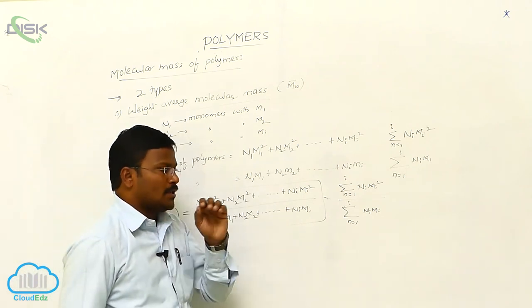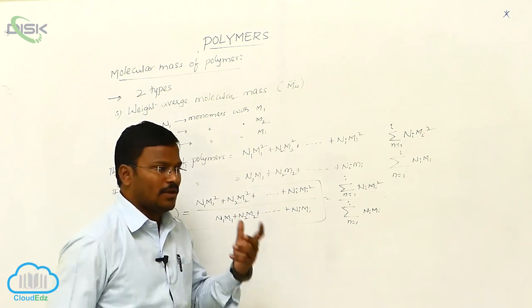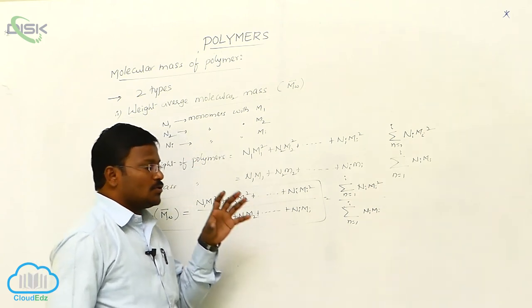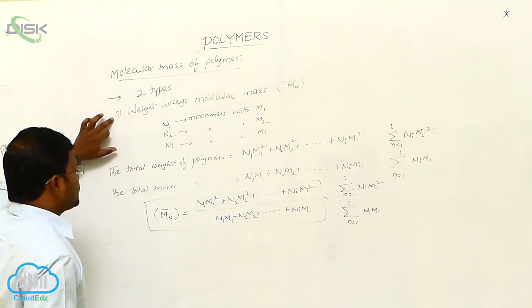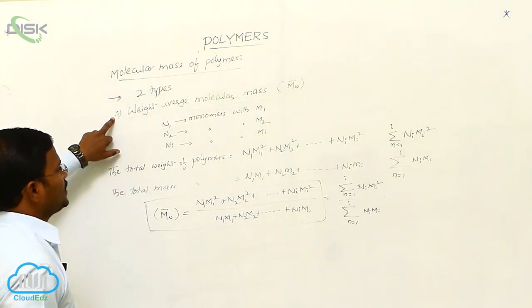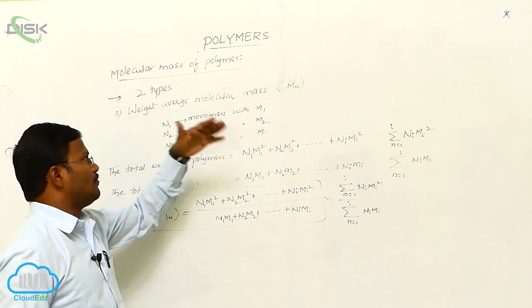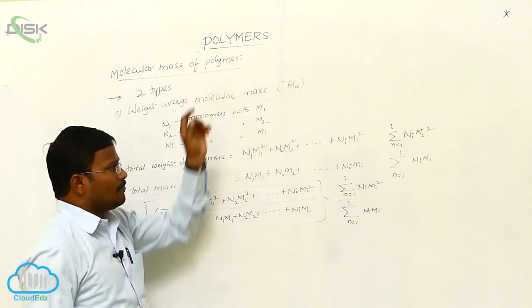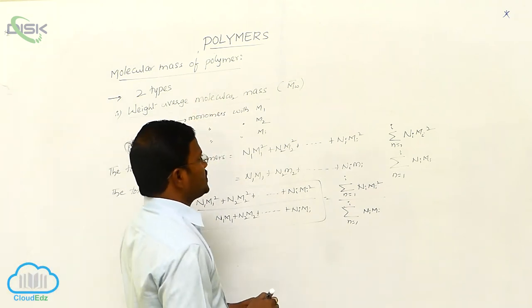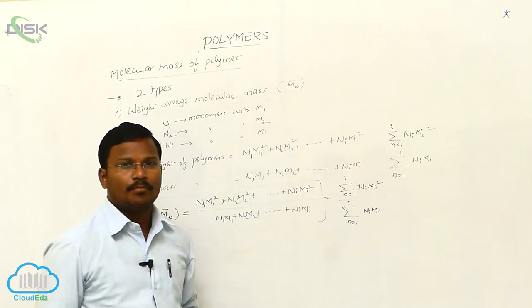So once again, the polymers may have different numbers of monomers based on their availability at the time of synthesis. So it is better to express mass in average value. So two methods are used by us to derive the molecular mass of given polymer. The first one is number average molecular mass. Second one is weight average molecular mass. Number average molecular mass is represented as M bar n, whereas weight average molecular mass is represented as M bar w.